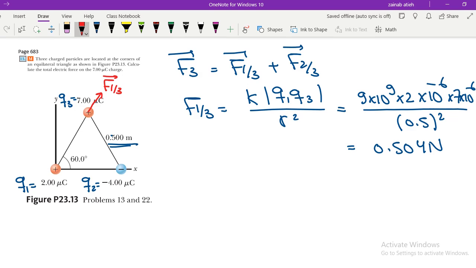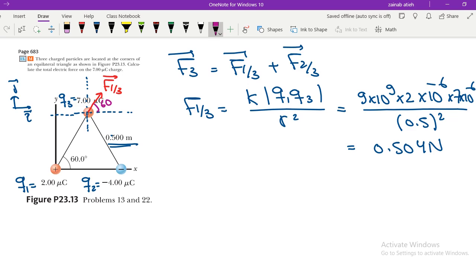How do I write F1 on 3 as a vector? I imagine the x and y Cartesian coordinate system. So this is the x-axis for me, the horizontal, and this is the vertical. We always have given I and J. So this is I, this is J. So this is my force. This is an equilateral triangle, so for sure the angle here is 60. So this angle here is 60.